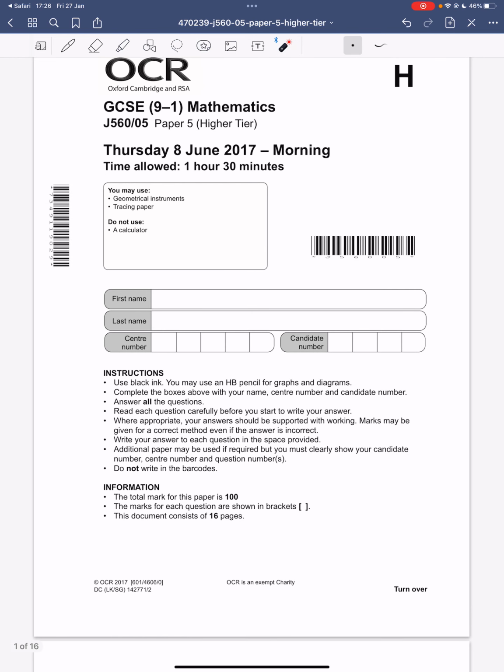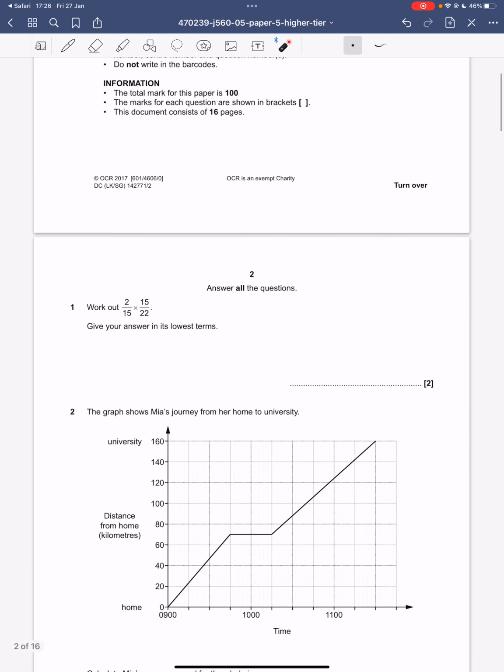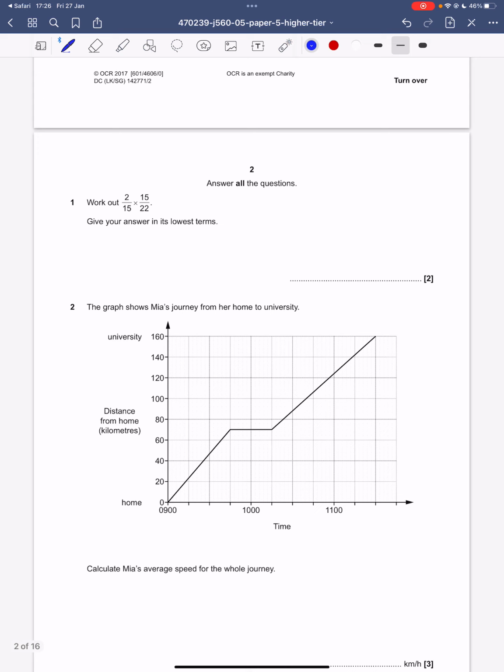Okay, so this is June 2017. It's paper 5, so that's the higher one for OCR. Question 1. Work out 2/15 times 15 over 22.